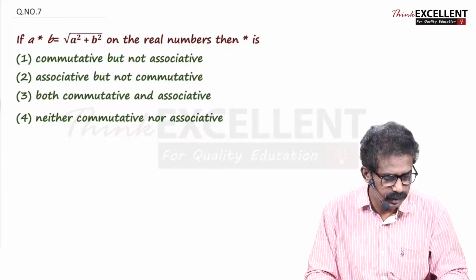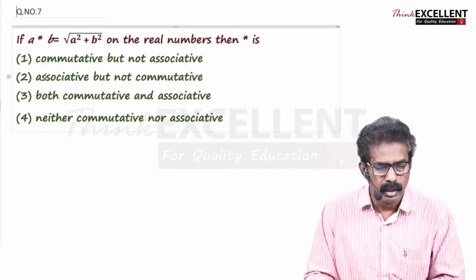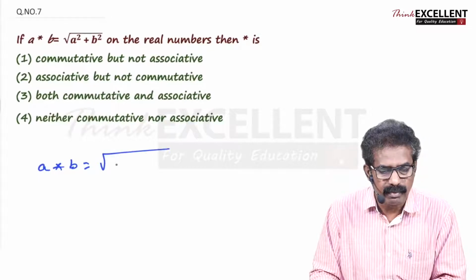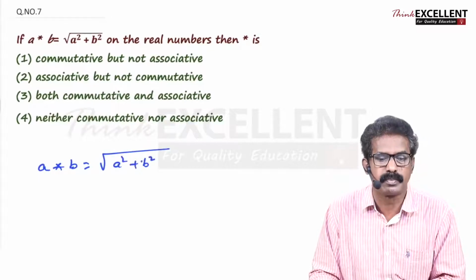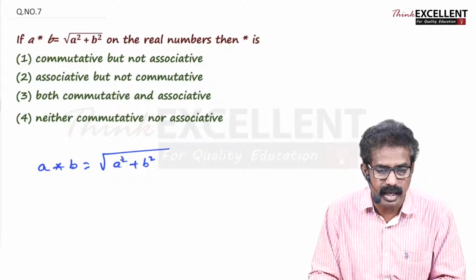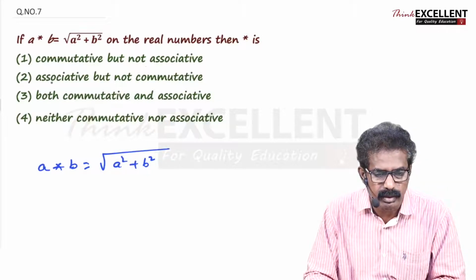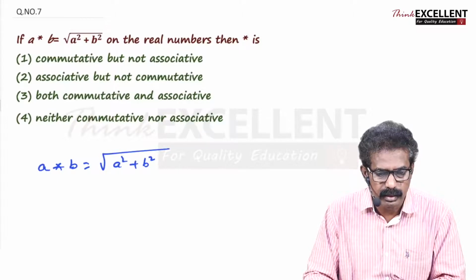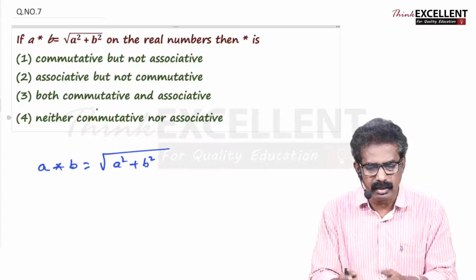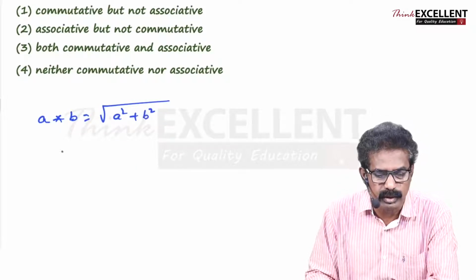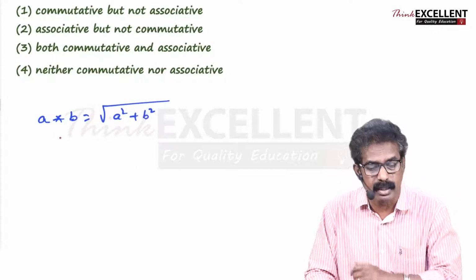Next, question number 7. Star is defined like this: A star B equal to root of A square plus B square. See what properties they mentioned here: commutative, associative, only those two, right? Sometimes they say commutative, not associative and all. Okay, let us see both. You check for commutative and associative. Commutative means A star B and B star A both must be same.